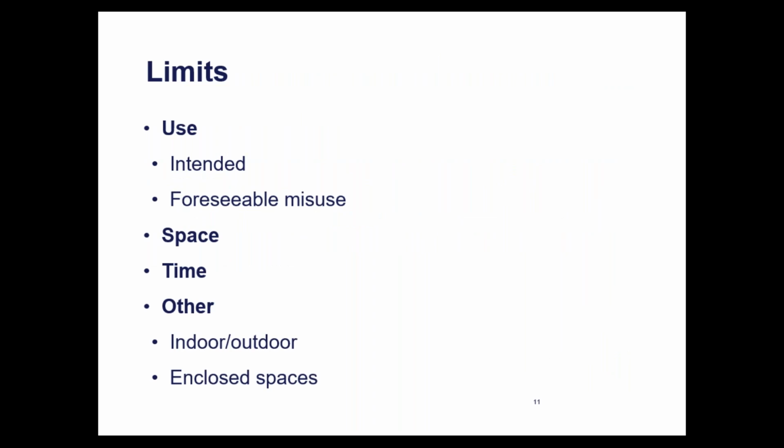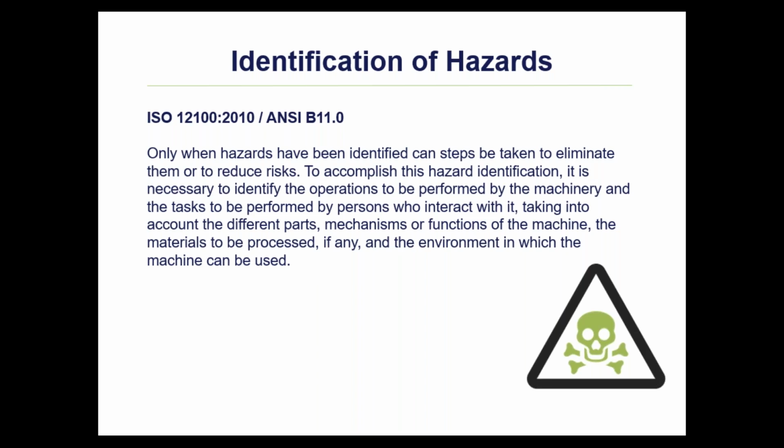Let's talk about the identification of hazards. The definition under ISO 12100 is the following. Only when hazards have been identified can steps be taken to eliminate them or to reduce risk. To accomplish this hazard identification, it's necessary to identify the operation to be performed by the machinery and the task to be performed by the person who interacts with it. Taking into account the different parts, mechanisms, and functions of the machine, the materials to be processed, if any, and the environment in which the machine can be used.